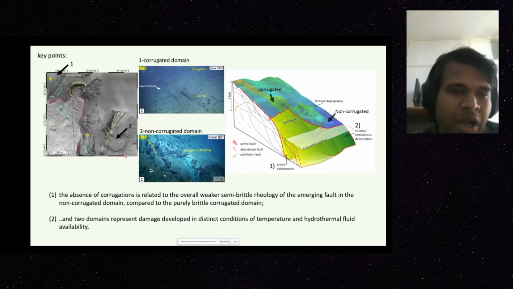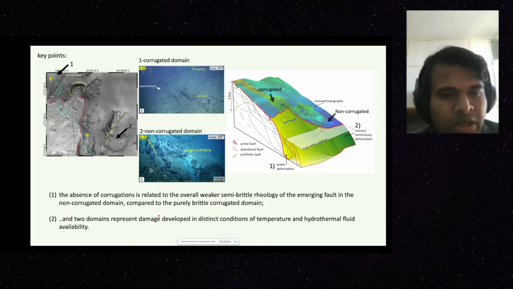So to summarize the outcrop scale structure, we see the absence of corrugations related to the overall weaker serpentinite rheology of the emerging fault in the non-corrugated domain compared to the purely corrugated domain, which is mostly deformed by suborbital deformation. And these two domains represent damage zones developed in very distinct conditions of temperature and hydrothermal fluid availability, which I show in an illustration here, which is dominated by viscous deformation, and here the damage zone is dominantly deformed by brittle deformation.